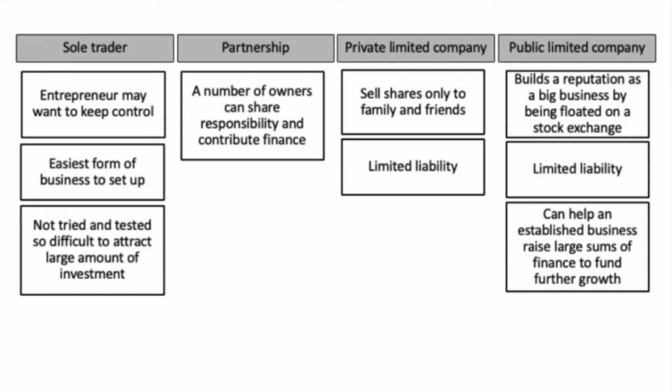The first one will be entrepreneur may want to keep control. Mostly for sole traders, they want to have 100% control of the company so they can make all the decisions themselves because it's just one person. The second feature is that this is the simplest form of business to set up and the simplest structure of a business. So sole traders usually just start up by ourselves and then we can set up everything by ourselves. There's no hierarchy in the company, so the structure is pretty simple.